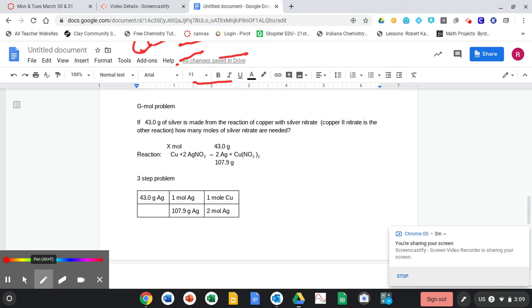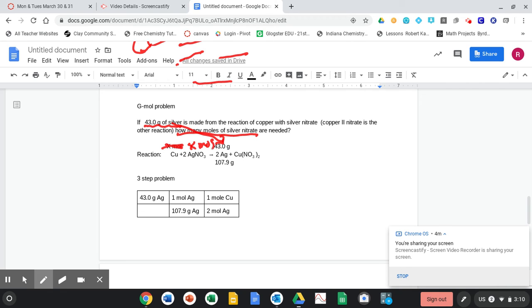And so I've got 43 grams of silver that I'm putting above silver. I want to know how many moles of silver nitrate are needed. So I kind of put this in the wrong spot. And see, look, I put that in the wrong spot and I solved for the wrong thing. So this should be X moles. So I've got some correcting to do in my factor label.